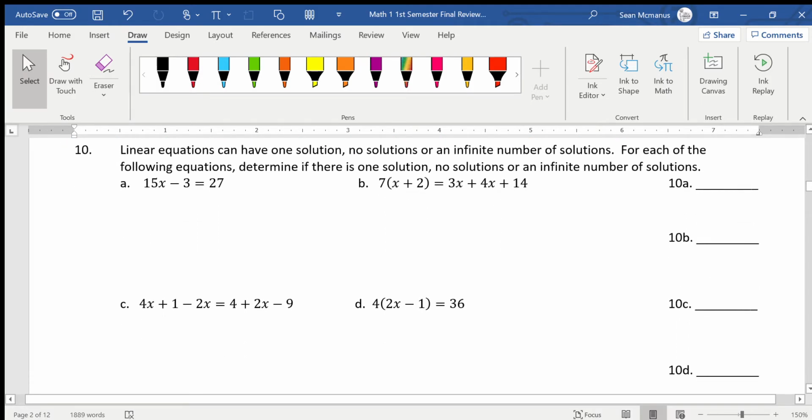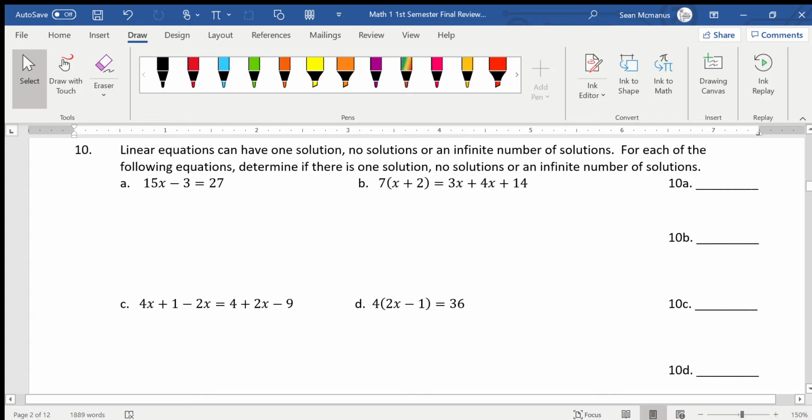These are kind of probably where we're more comfortable solving linear equations. We've done tons and tons of these. Okay, so number 10, linear equations can have one solution, no solutions, or infinite solutions. For the following equations, determine if there's one, none, or infinite solutions. So we have to actually solve the problem and find out what the answer is, and then get as far as we can, and then that'll tell us if there's a solution or not.